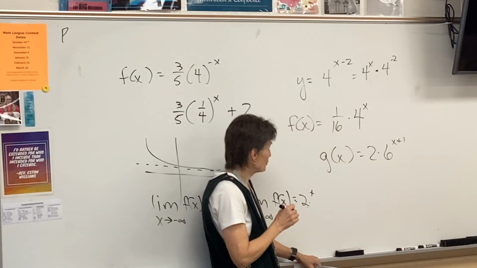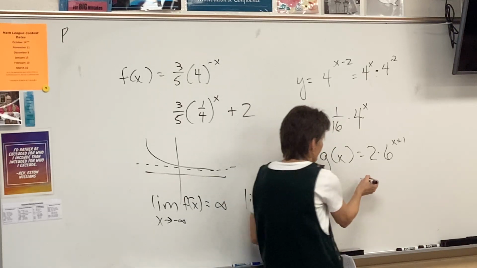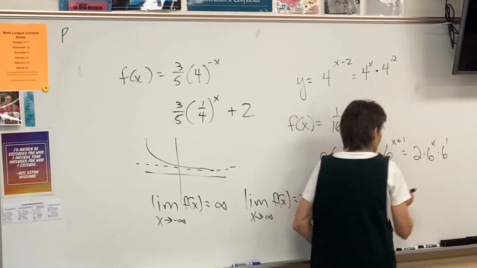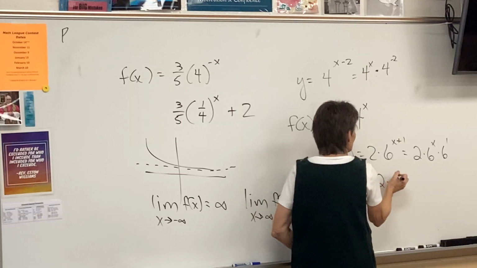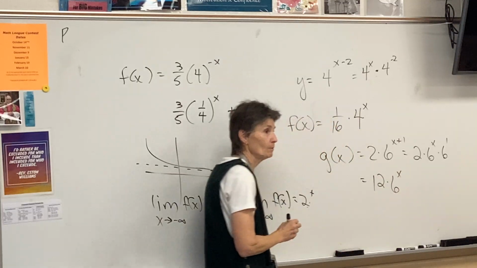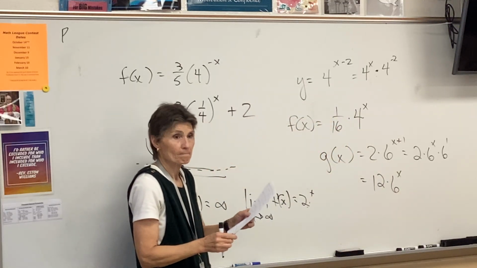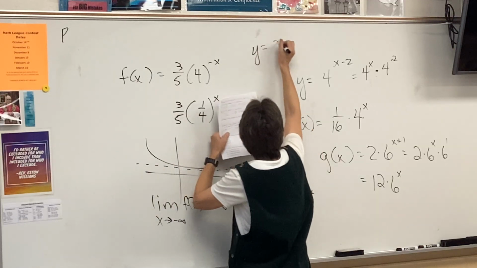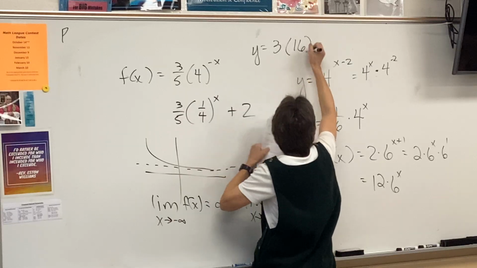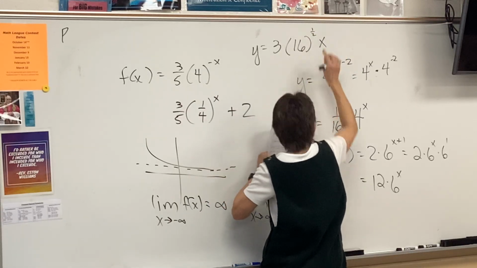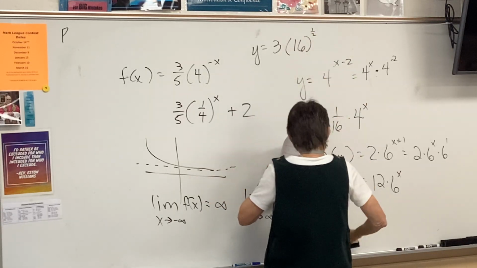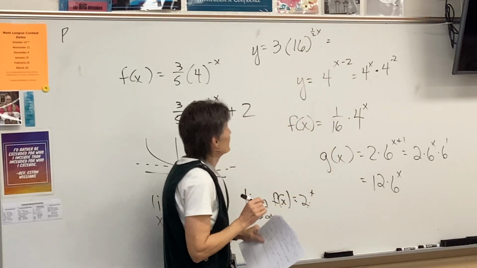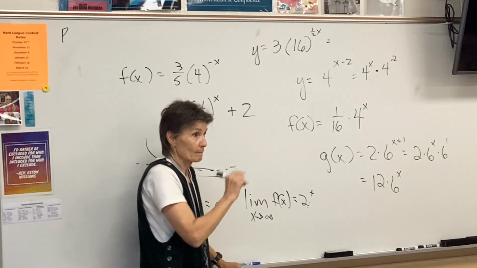Anybody got that one? Basically, did you do that one already? Yeah, I did 2 times 6 to the x and then 6 to the first. And then that would become 12 and then 6 to the x. Beautiful, beautiful. You okay? And then how about the last one? You've been doing a lot of this lately, it seems like. Anybody do anything with that one?